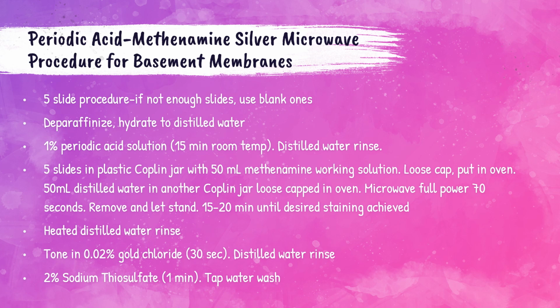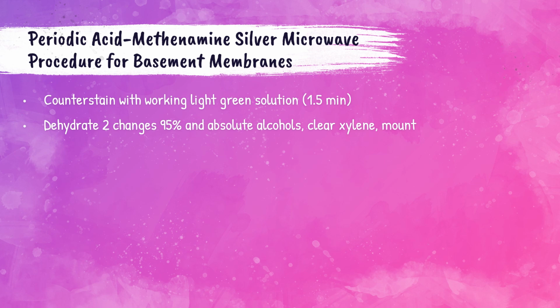After this step, the 5 slides need to be rinsed with heated distilled water. Then they will need to be toned in 0.02% gold chloride for 30 seconds and rinsed with distilled water. After this distilled water rinse, the slide should be treated with 2% sodium thiosulfate for 1 minute. Following this treatment, wash with tap water. After that tap water wash, the slide should be counterstained with a working light green solution for 1.5 minutes. Then they should be dehydrated with 2 changes of 95% and absolute alcohols, cleared with xylene, and then mounted with synthetic resin.